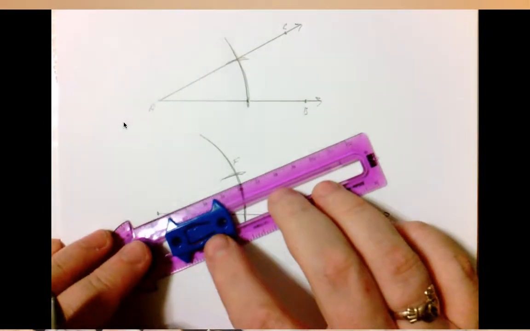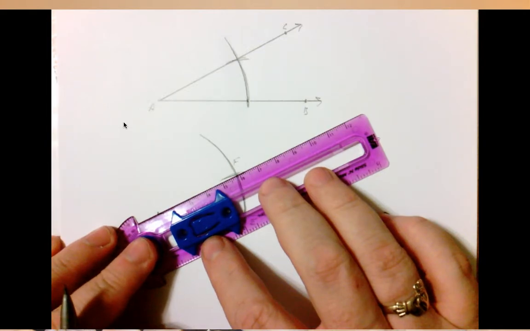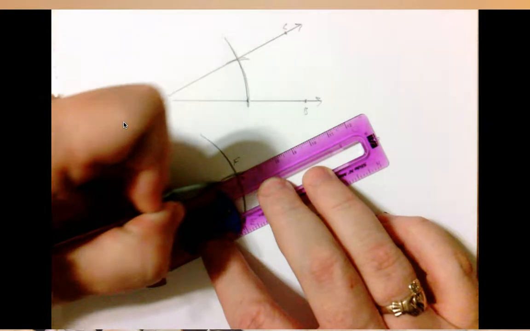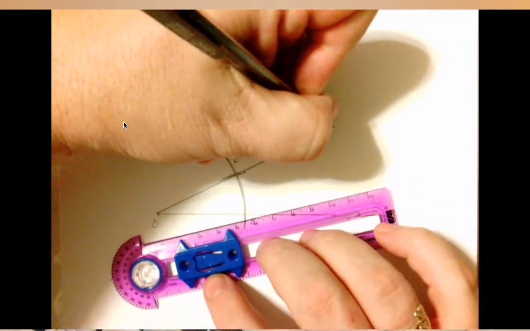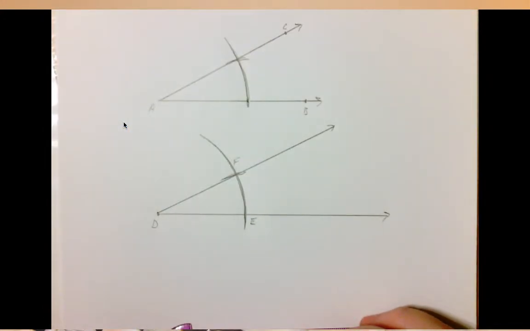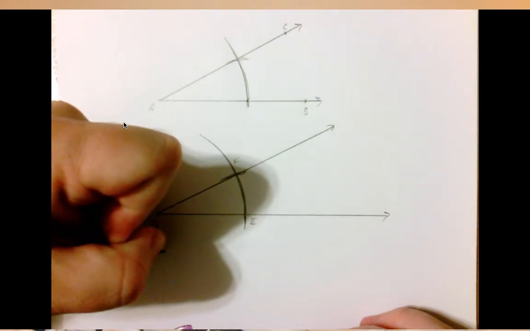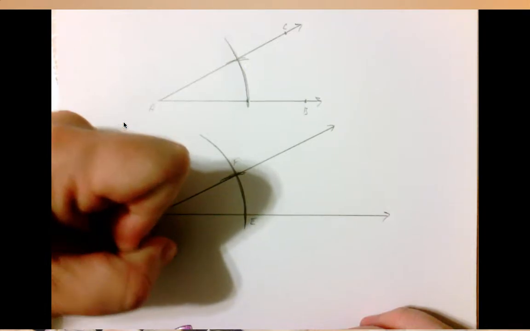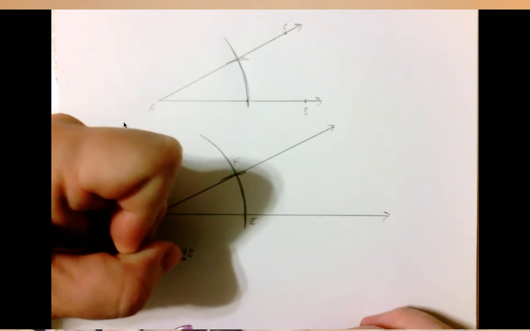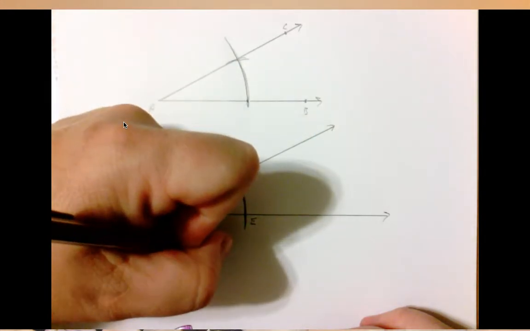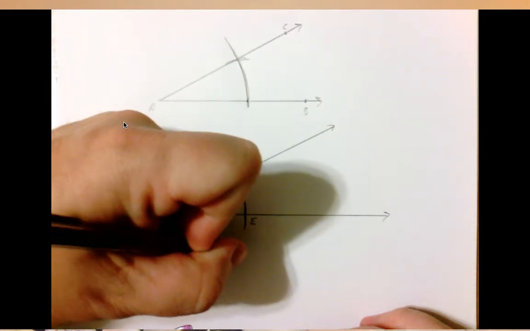If I connect from D to F now, I have just made a congruent copy of the original angle. So angle CAB is congruent to angle FDE.